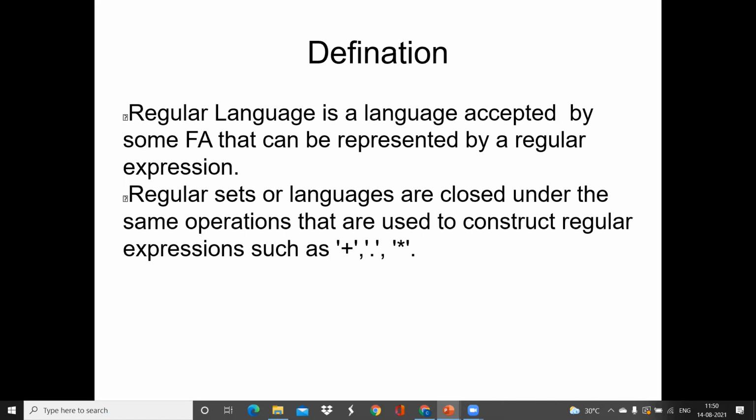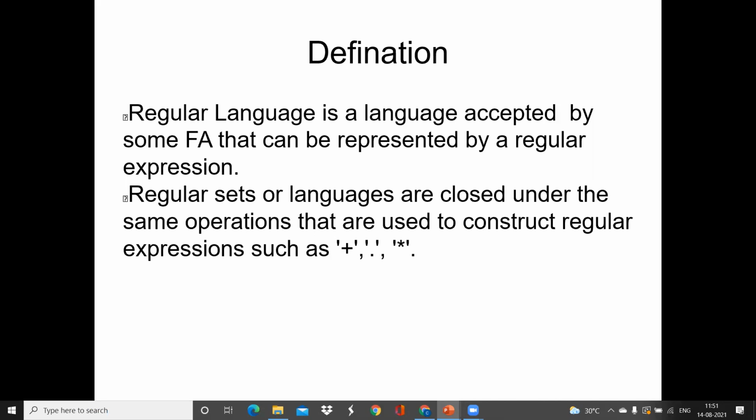So in the earlier part of this lecture, where we designed the regular expression, you know what type of language that regular expression will derive. So regular language can be represented with the finite automata and with the regular expression also. So regular sets or regular language. Regular sets are again nothing but your collection of strings over input alphabet. So regular sets or languages are closed under the same operations that are used to construct regular expressions, such as plus, dot, and star.